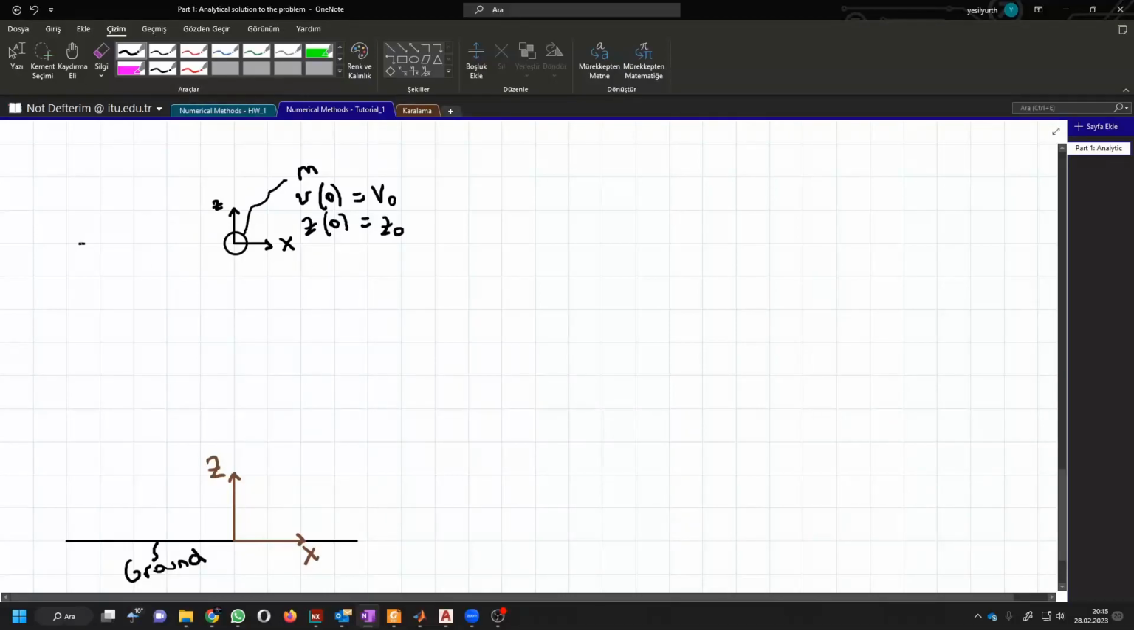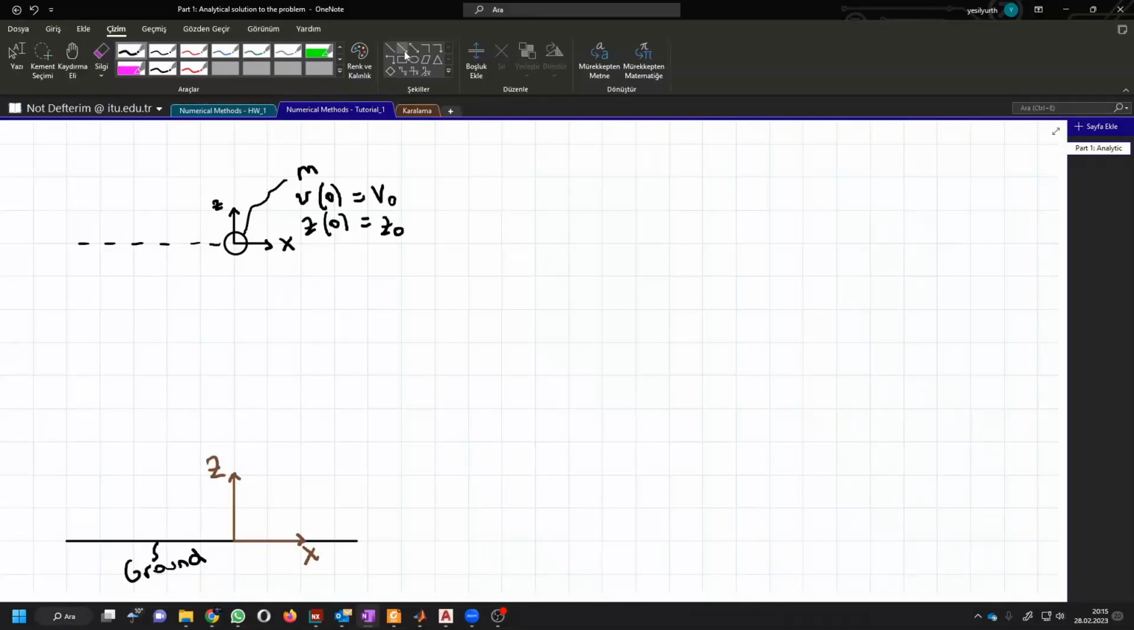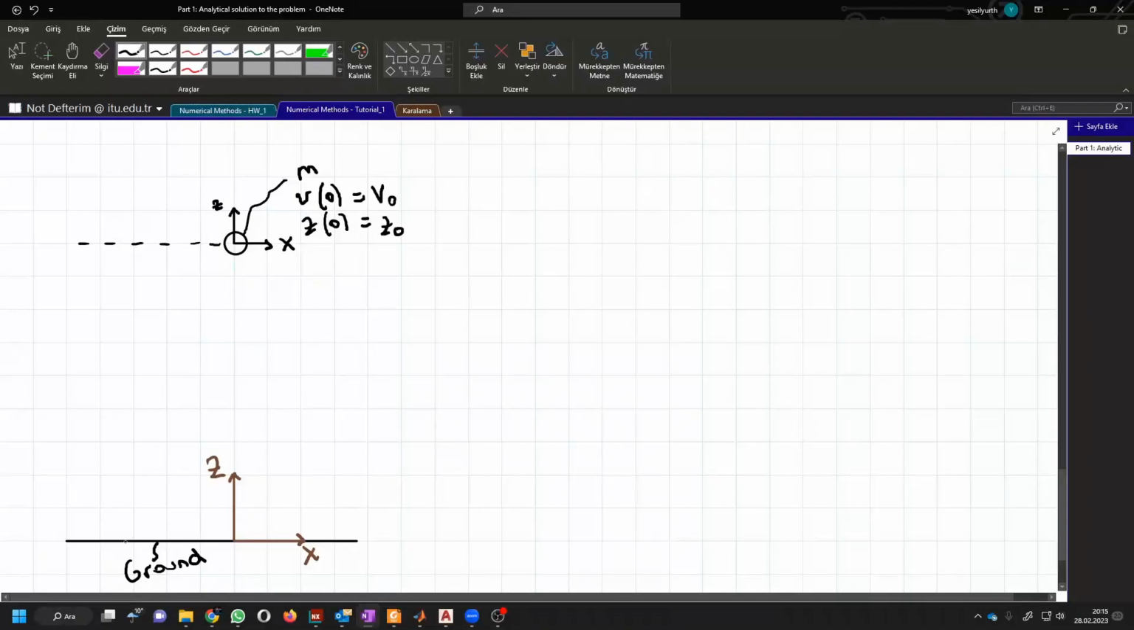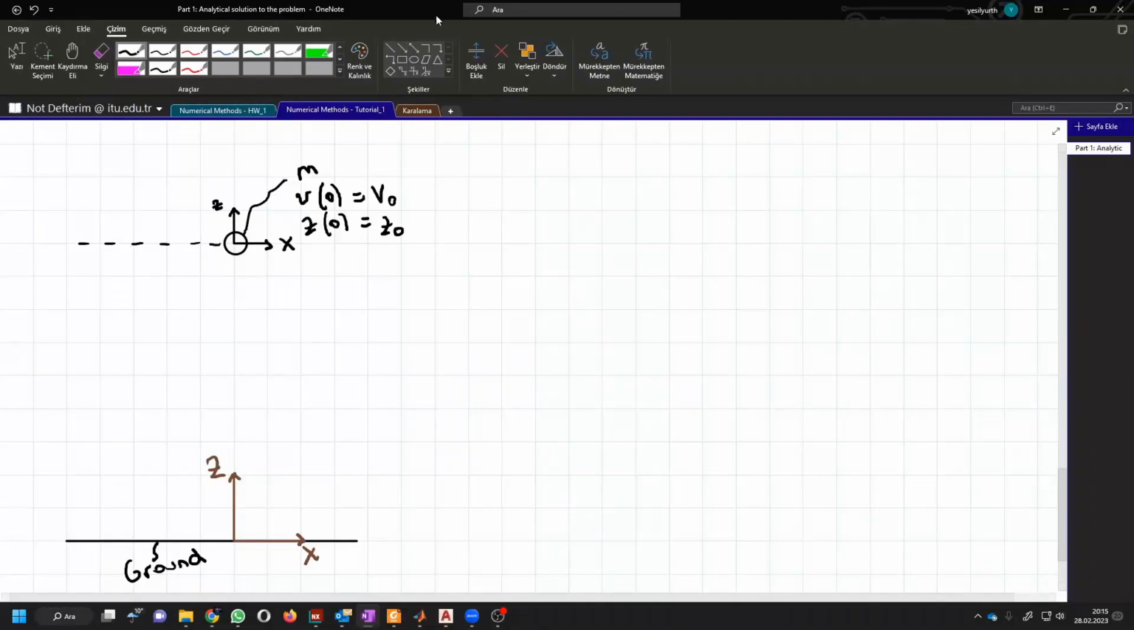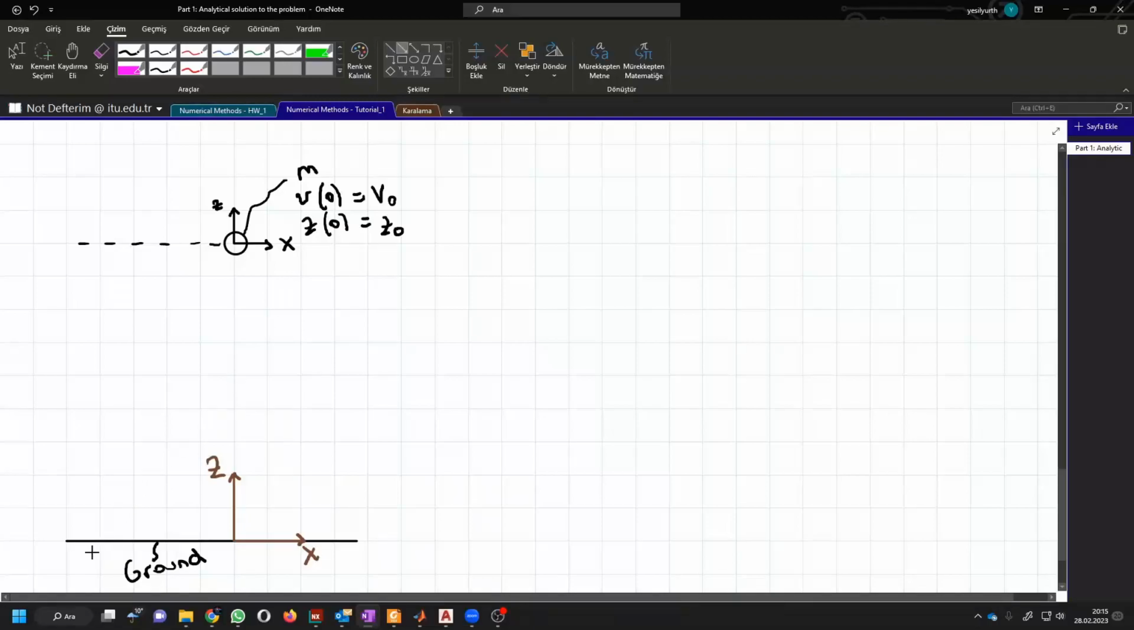If I have to show that, z0 is basically defined with respect to the ground. It is the difference between the initial condition of the inertial frame with respect to the earth fixed frame. I call this z0.